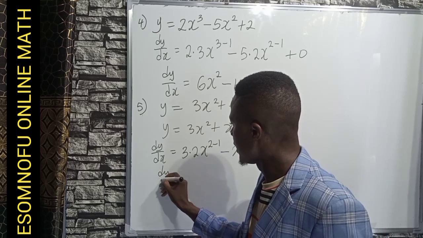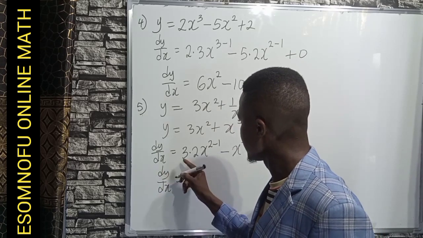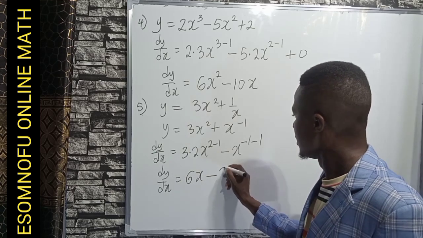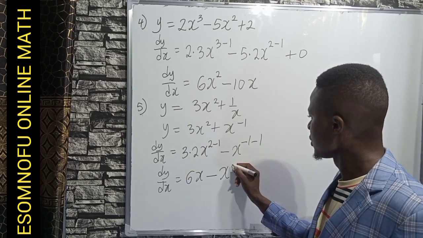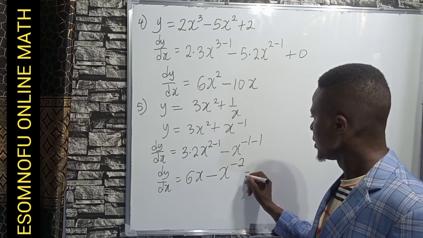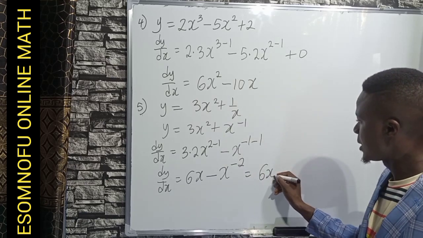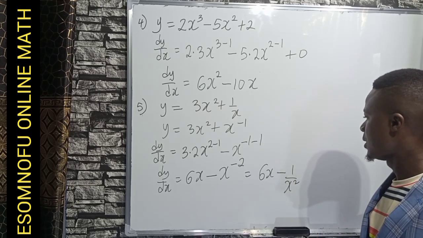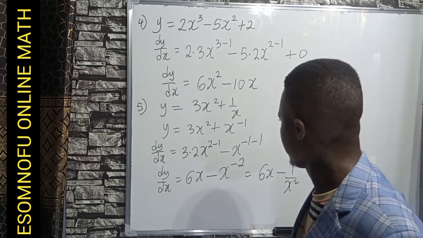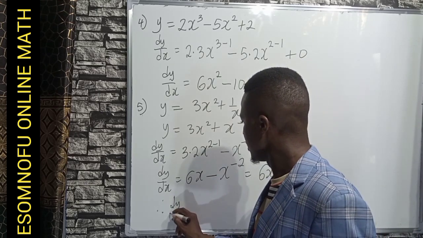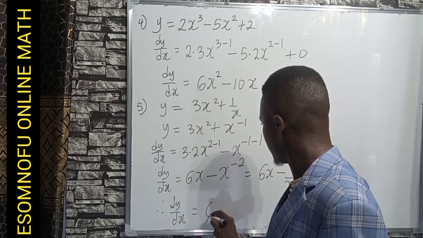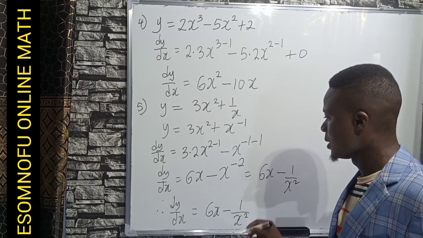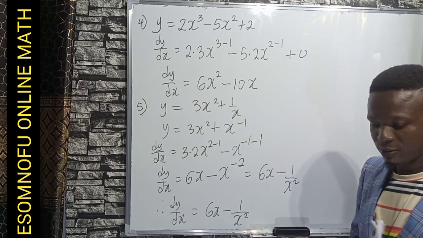So that dy over dx implies 3 times 2 is 6x minus x to the power of minus 1 minus 1 is minus 2. This is the same thing as calling it 6x minus 1 over x squared from the laws of indices. So therefore dy over dx is equal to 6x, take away 1 all over x squared, and that's the solution to this number 5 problem.